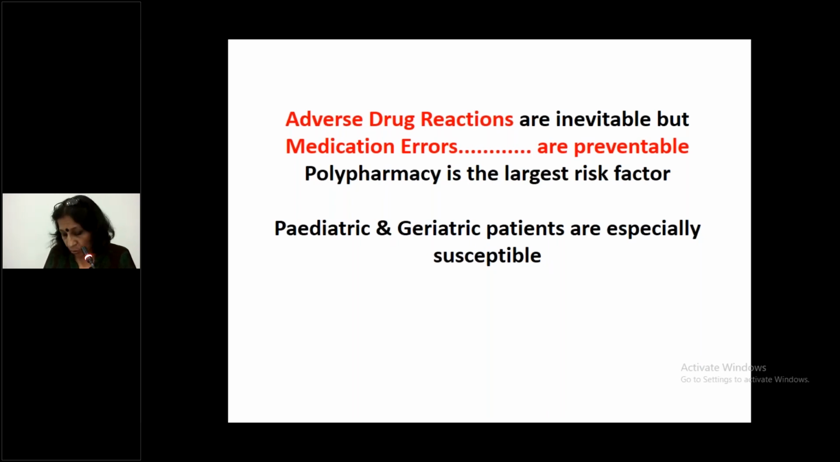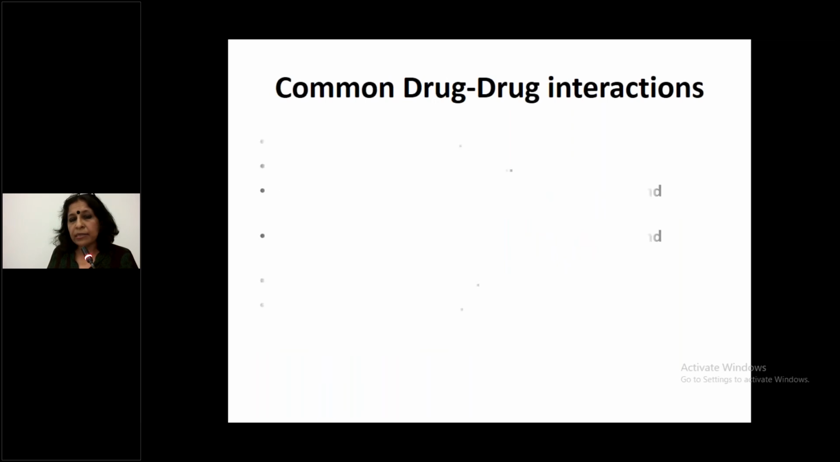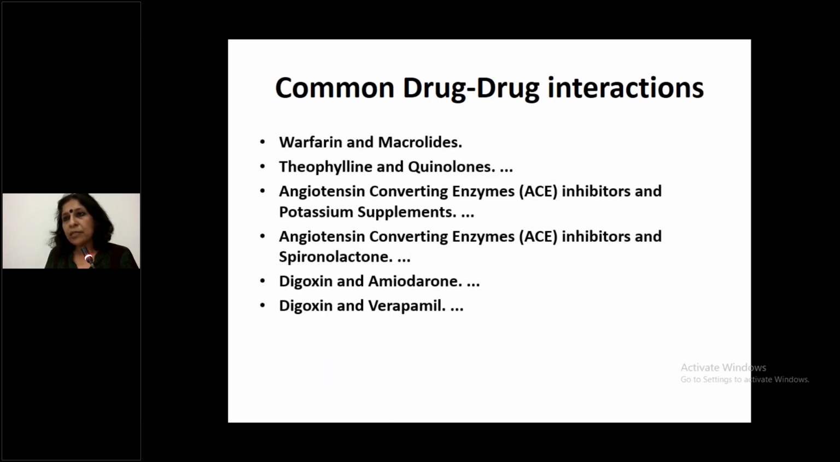Polypharmacy is a huge risk. Pediatric and geriatric patients, of course, are highly vulnerable. Then there are drug-drug interactions, drug-food interactions, and drug-disease interactions. Drug-drug interactions, this is the list which most people know about. Luckily nowadays, we all have apps. There is Medscape, there's UpToDate. You can just put the name of 2 medicines and you know whether you should be combining them or not.